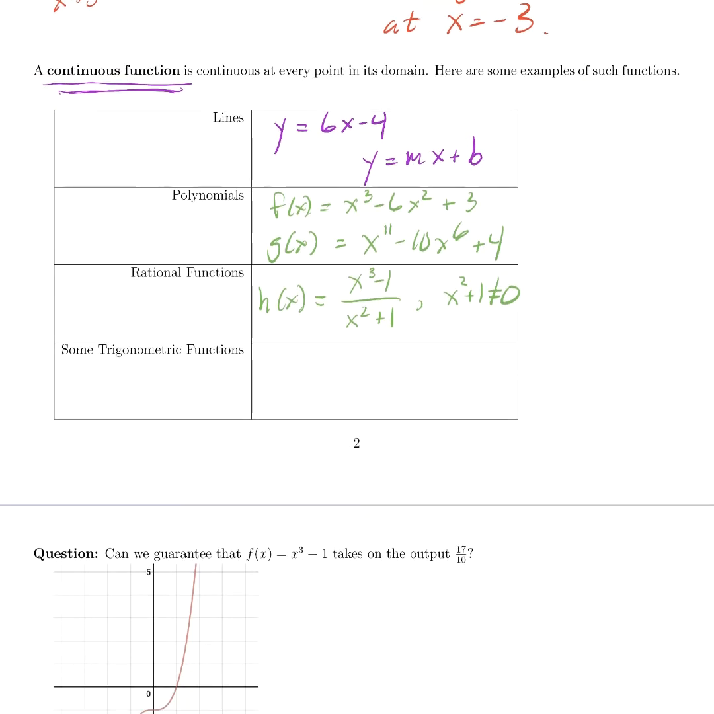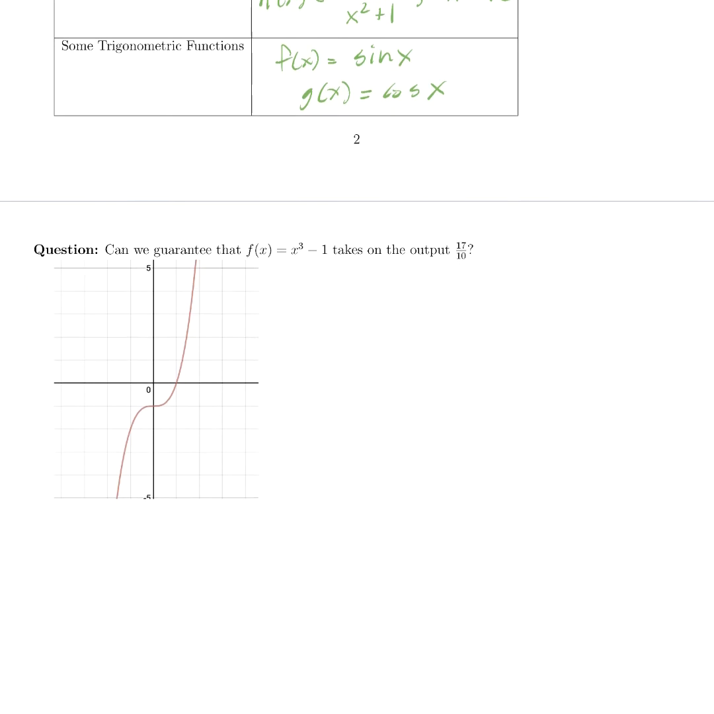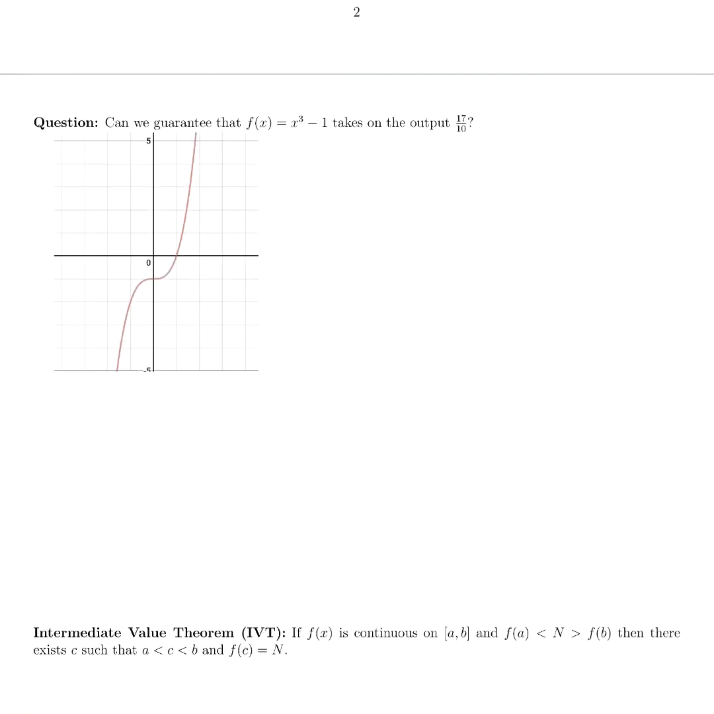Okay, some trigonometric functions are continuous everywhere. The two that we're most familiar with that are continuous everywhere are sine of x and cosine of x. Okay, we have one more idea that's related to continuity, and so let's see if we can get that down, and then I'll have you take a look at the activity related to section 1.8.